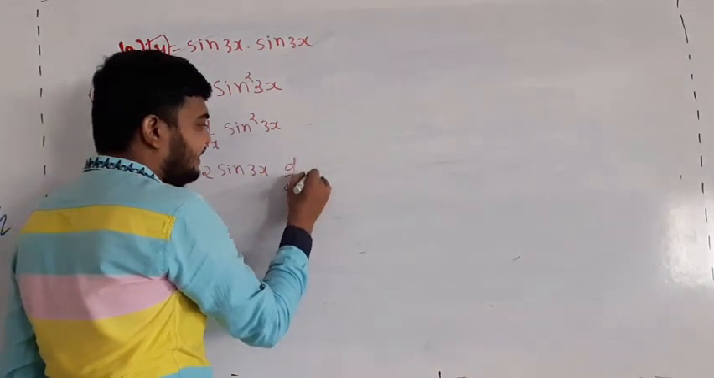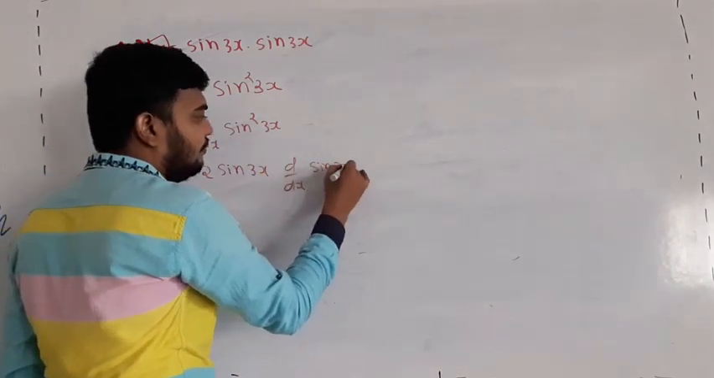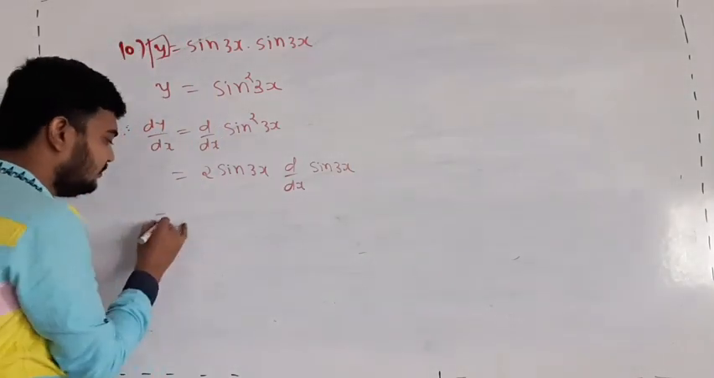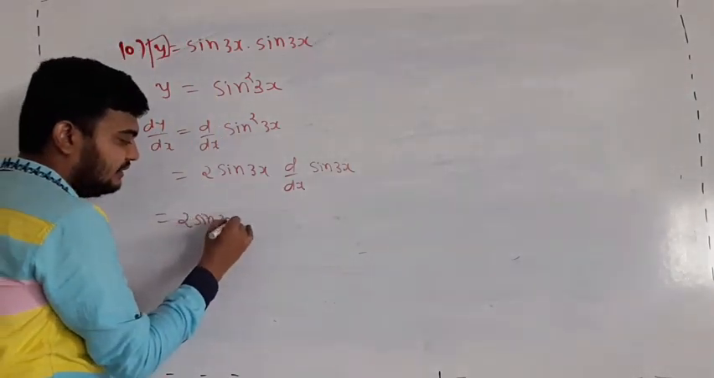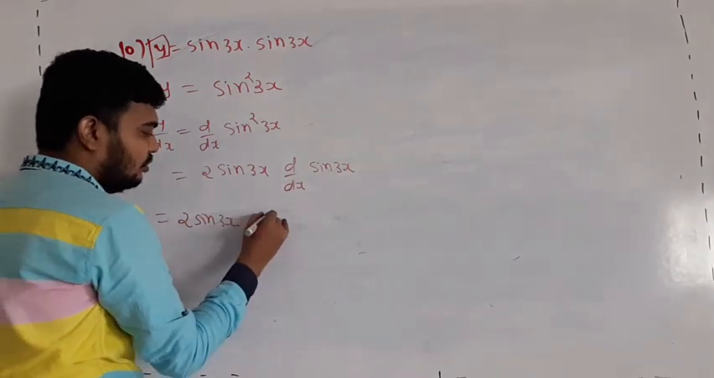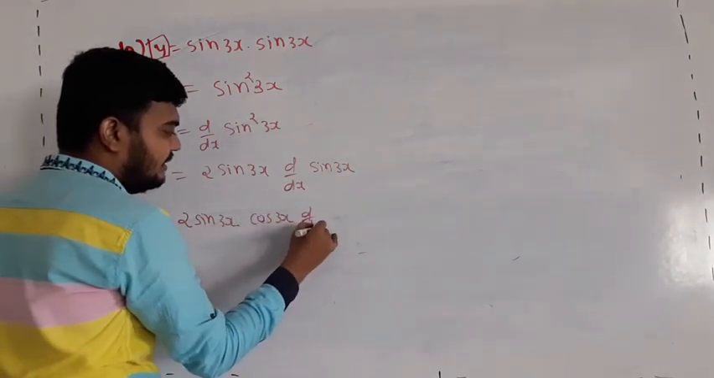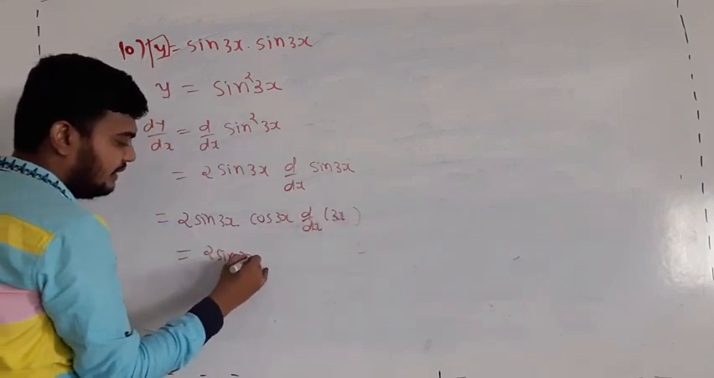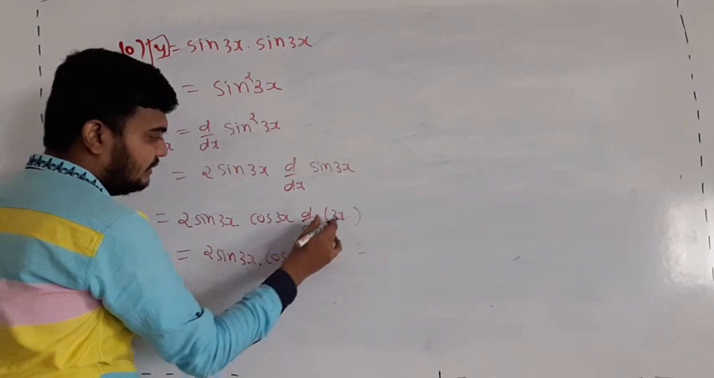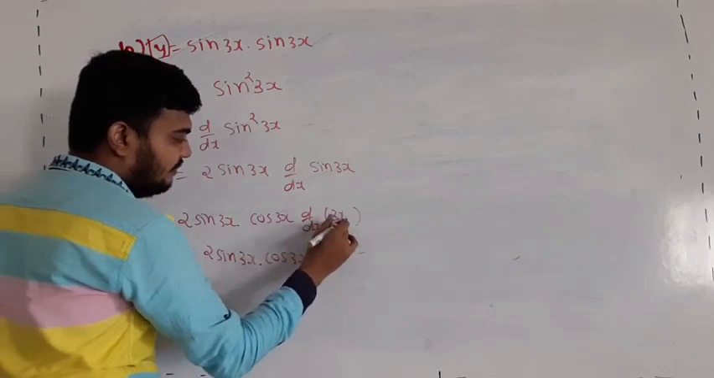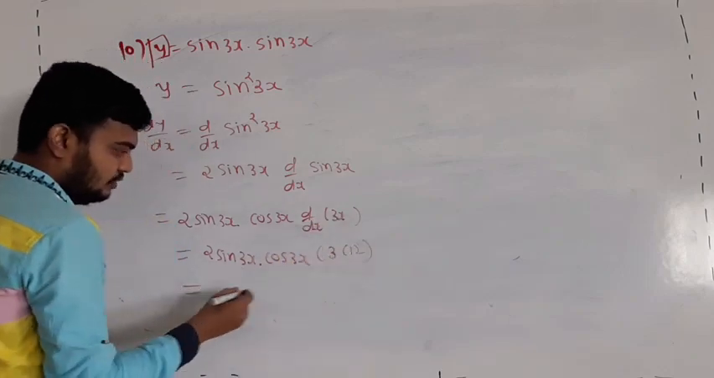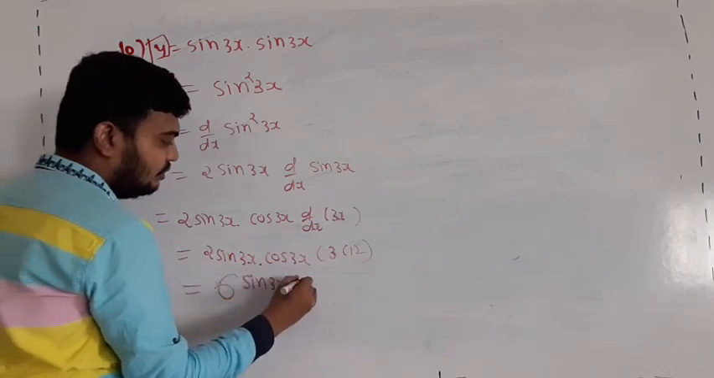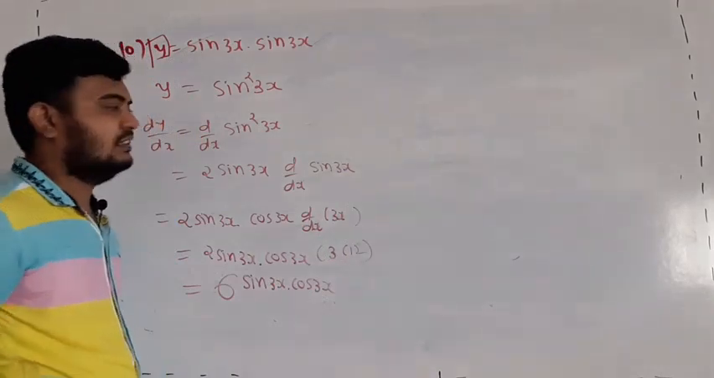Now d by dx of the function without the power. The function without the power is sine 3x. So 2 sine 3x, and the outermost function is sine, so cos 3x times d by dx of 3x. So 2 sine 3x into cos 3x, and 3 stays as it is, since the differentiation of x is 1. So 3 times 2 is 6 sine 3x into cos 3x.